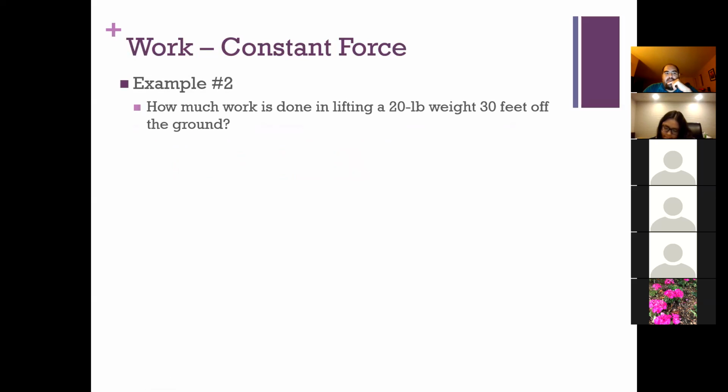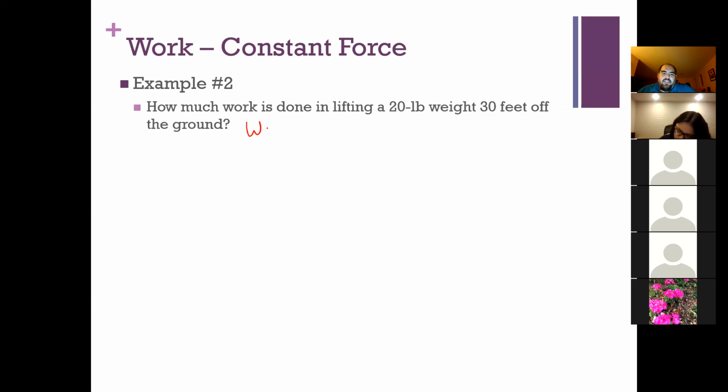All right, so let's do one in imperial now. How much work is done lifting a 20-pound weight 30 feet off the ground? So I'll let you all drive a little bit. How should I get started making this calculation? So it would be 20. Sorry, I missed the imperial units. Okay. But yeah, it would just be 20 pounds times 30 feet, wouldn't it?